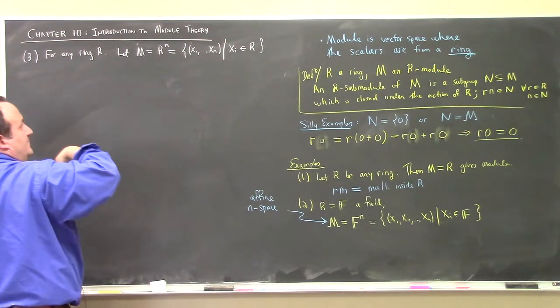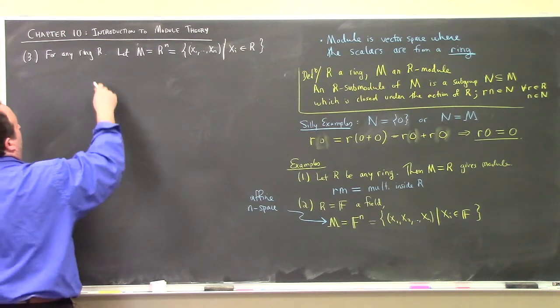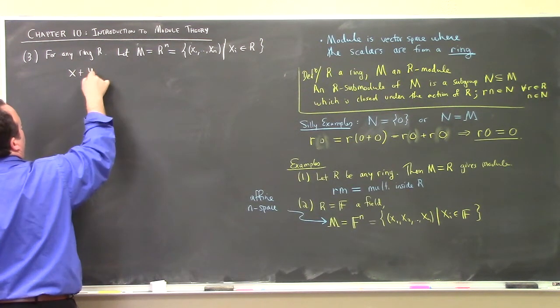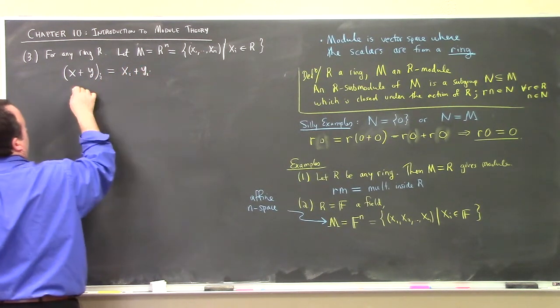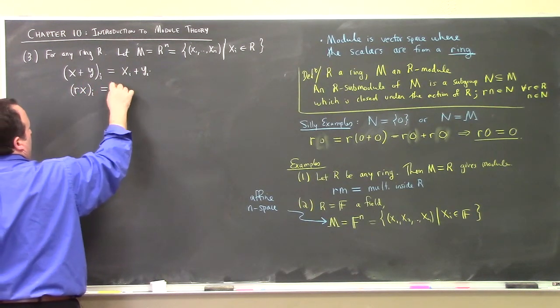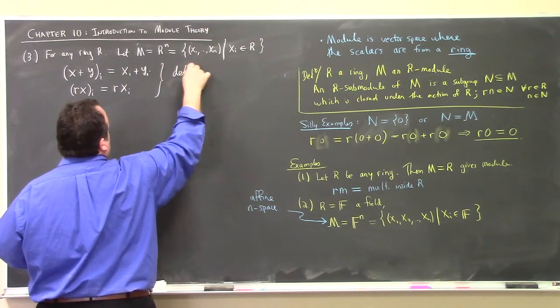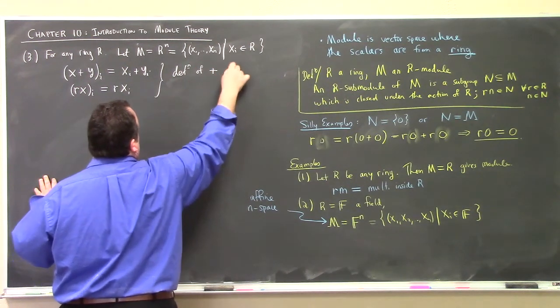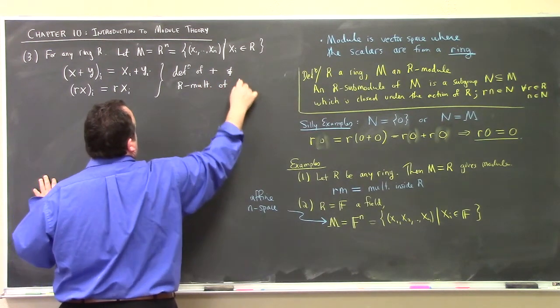So it's, again, an additive abelian group. It's redundant. It's an abelian group with respect to vector addition, just like before. And you know, I can define x plus y. The ith element of that is, by definition, xi plus yi. And r times x, the ith component of that, is r times xi. So this defines addition and r multiplication of M.